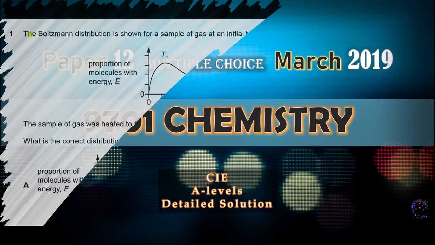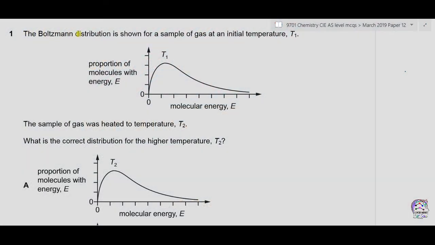Let's start solving. Question number 1. The Boltzmann distribution is shown for a sample of gas at initial temperature T1. The sample of gas was heated to temperature T2. What is the correct distribution for the higher temperature T2?